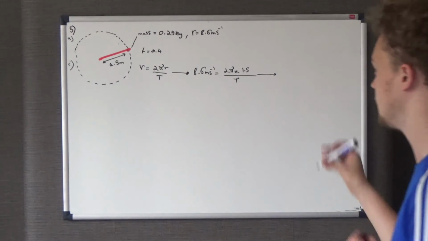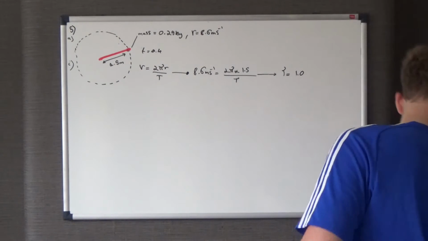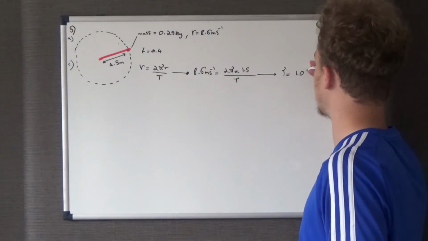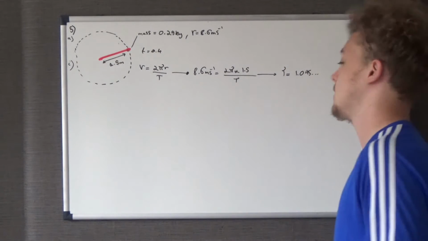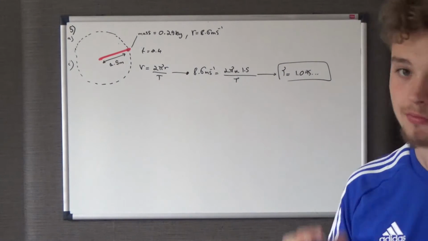Shove it in your calculator. Okay, it's basically rearranging. You get the time period is 1.095, and it goes on, etc. As I say, I would leave that answer in your calculator, but that is not your final answer.